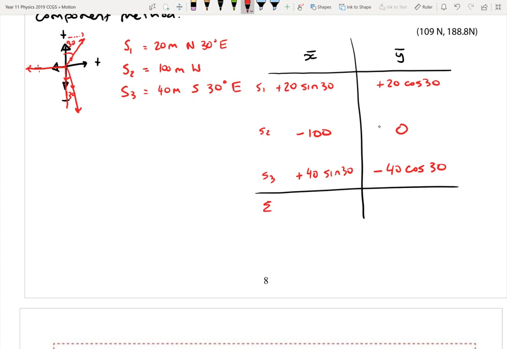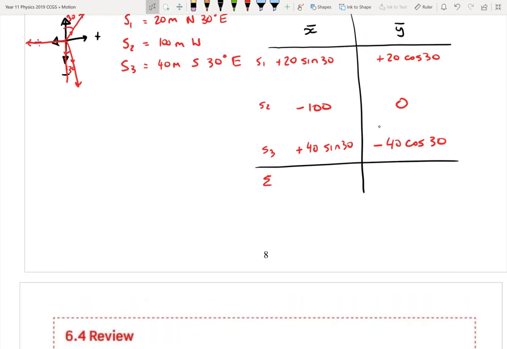You can sum, let's sum the x's together. So, I'm just going to use brackets to split my 3. So I'm going to go 20 sine 30, bracket, take 100, plus bracket 40 sine 30. Negative 70. Okay, that kind of agrees with me that I reckon that the resultant of those 3 vectors is going to be in the west quadrant. So we get negative 70. That's a nice round number. How convenient. Then let's find the y.